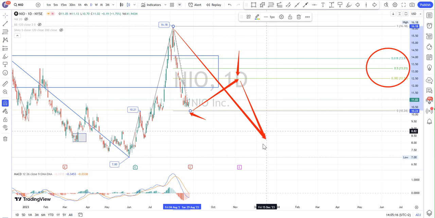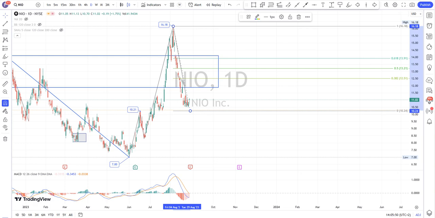So in this way, you are combining different time frames, the day chart and the weekly chart. So you have like 3D time frames. All right, that's the quick update for NIO stock.